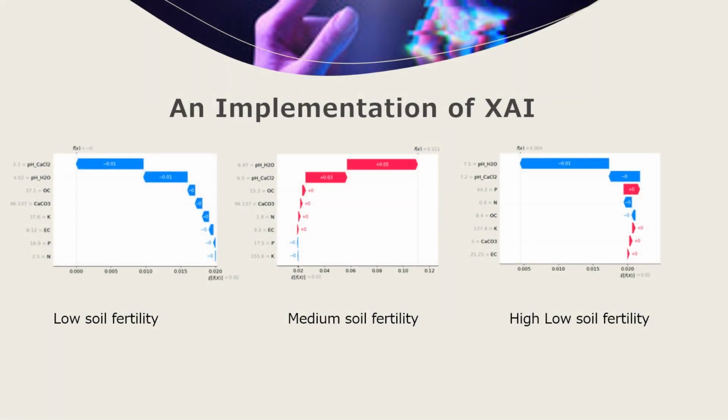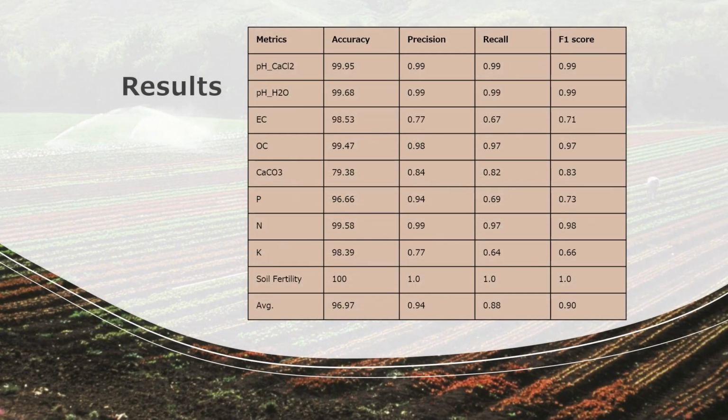The given figure shows 3 different waterfall plots from the third layer, which describe the impact of the metrics on relative soil fertility categorization. It can be observed in each figure that the pH_H2O and pH_calcium chloride have a huge impact on the fertility of the soil. A low or high pH_H2O and pH_calcium chloride value can impact the relative soil fertility rating of a particular sample of soil. Other metrics like P, N, OC, K, calcium carbonate, and EC also have a significant impact on the relative soil fertility rating of any given soil sample.